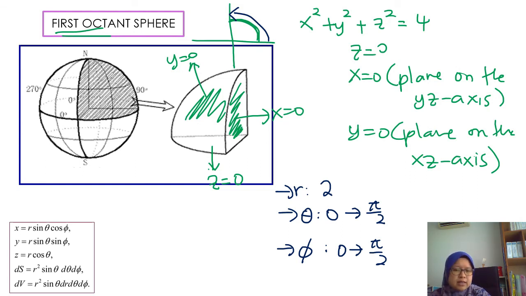Okay, all right. So I think the dS and dV are clear. Inshallah, when you do exercises, it will increase your understanding. So that's all for polar coordinates of a sphere.